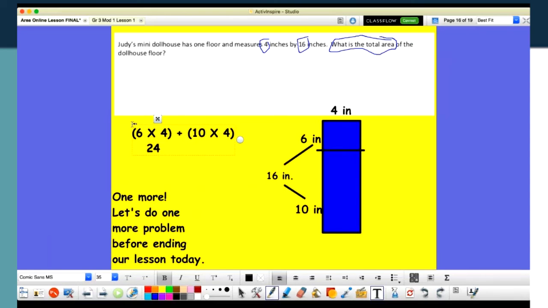So 6 times 4 is 24, plus 10 times 4 is 40. And I know that 24 plus 40, 4 plus 0 is 4, 2 plus 4 is 6, it's 64 inches is our total.